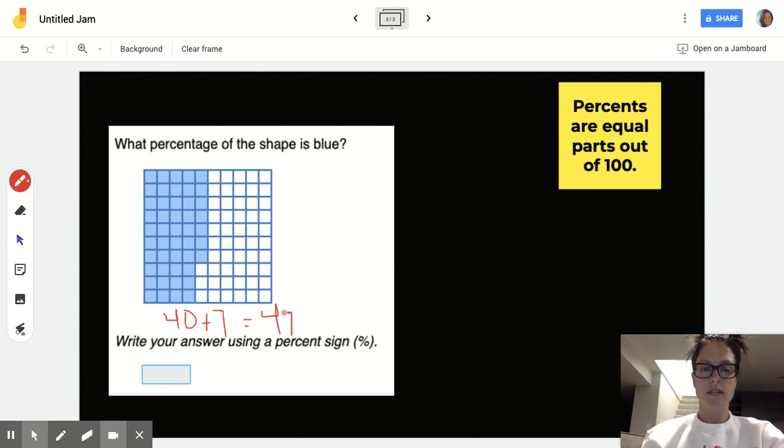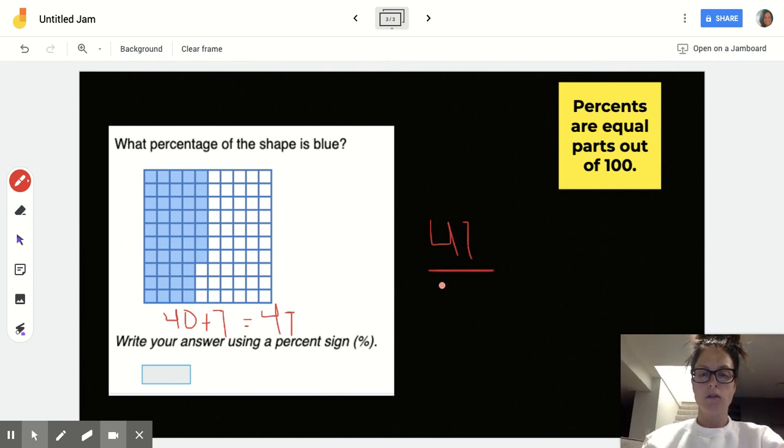So now I can write that as a fraction. So out of 100, I have 47 out of 100, which equals 47%.